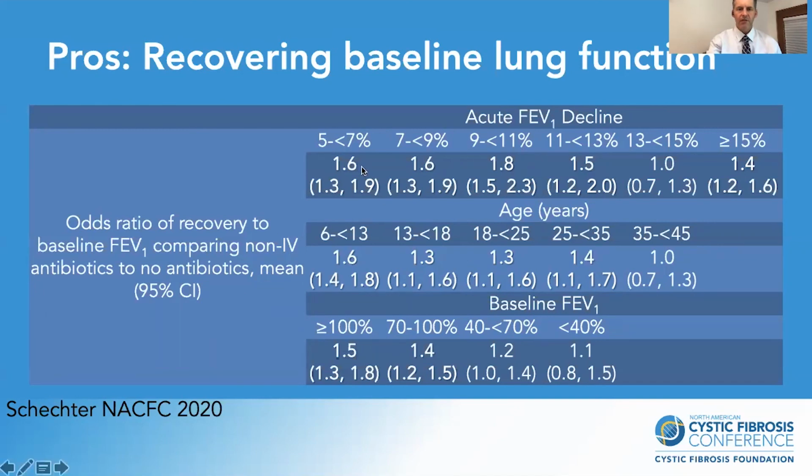And for essentially every acute decline in FEV1, age group, and baseline FEV1 severity, the odds of recovering back to baseline were greater than 1 and statistically significant. So for even small declines in FEV1 of 5 to 7% predicted loss, the odds of recovering back to that baseline were 60% higher in the group treated with antibiotics compared to the group treated without antibiotics.